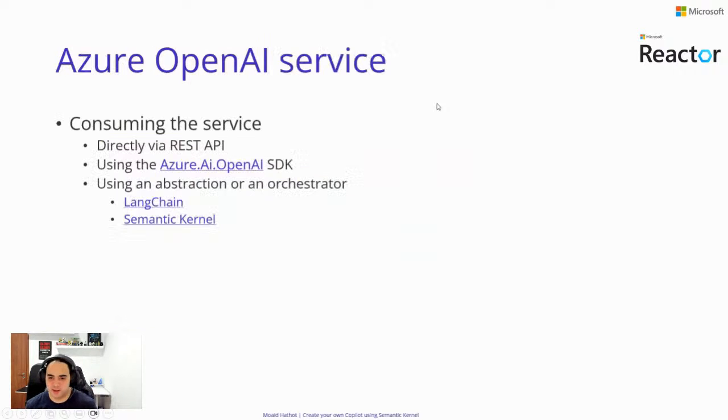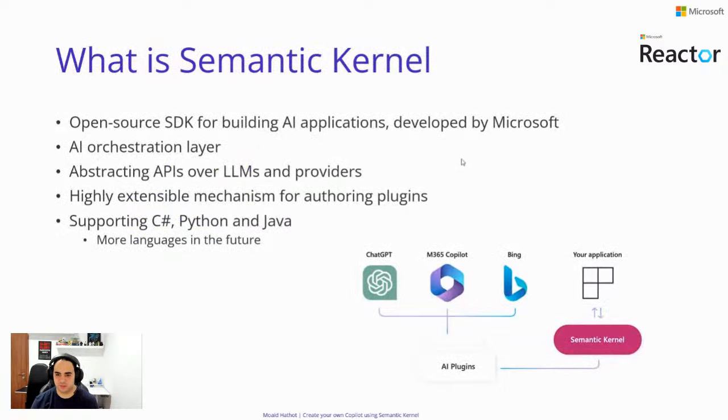Okay, so given we have the Azure OpenAI resource, how can we interact with it? We have multiple ways. One way is using REST APIs. As with most resources in Azure, we do have some sort of REST APIs, and all other SDKs are built on top of those REST APIs. We can use the Azure AI Open SDK, or we can use some sort of an abstraction or an orchestrator like LangChain or Semantic Kernel.